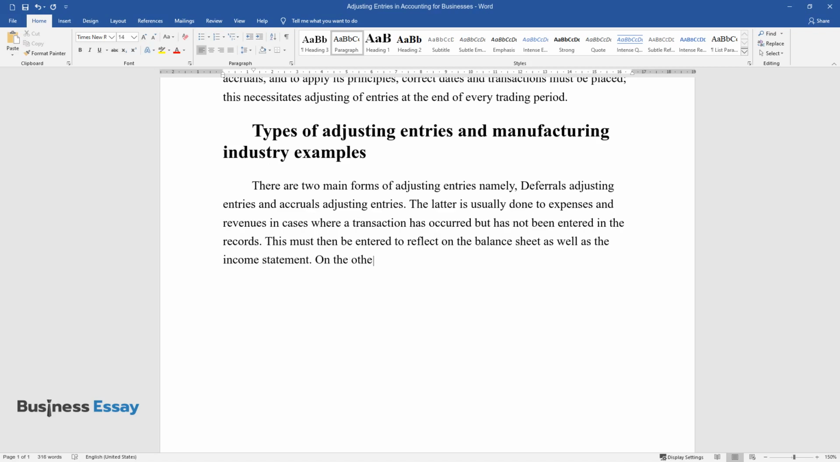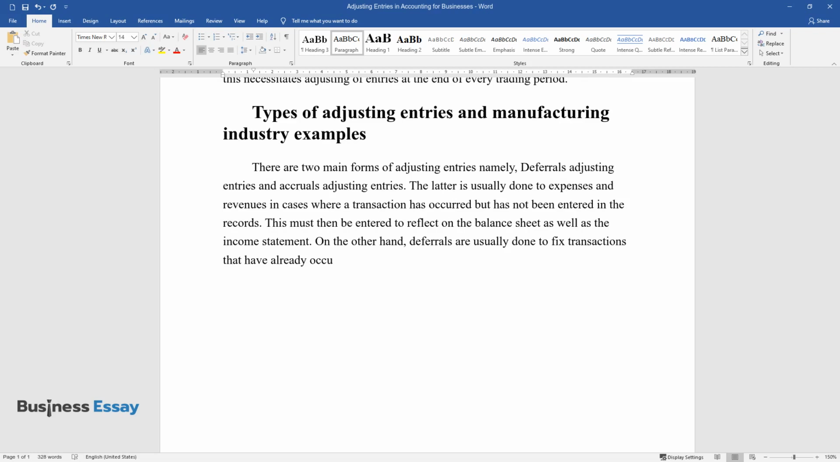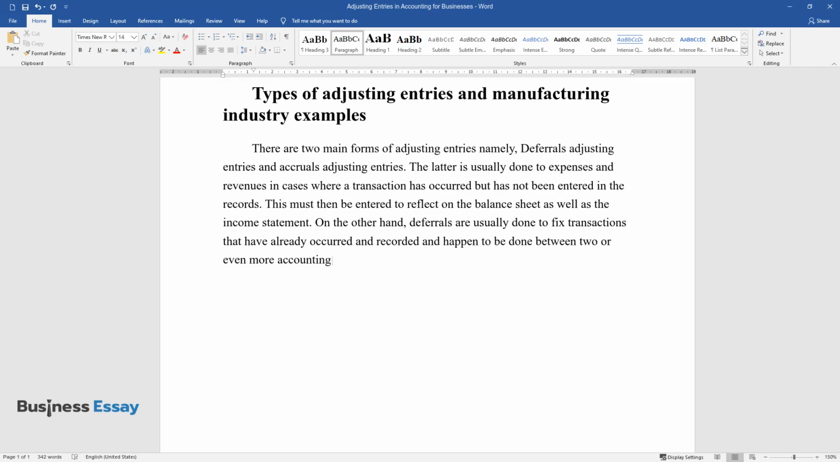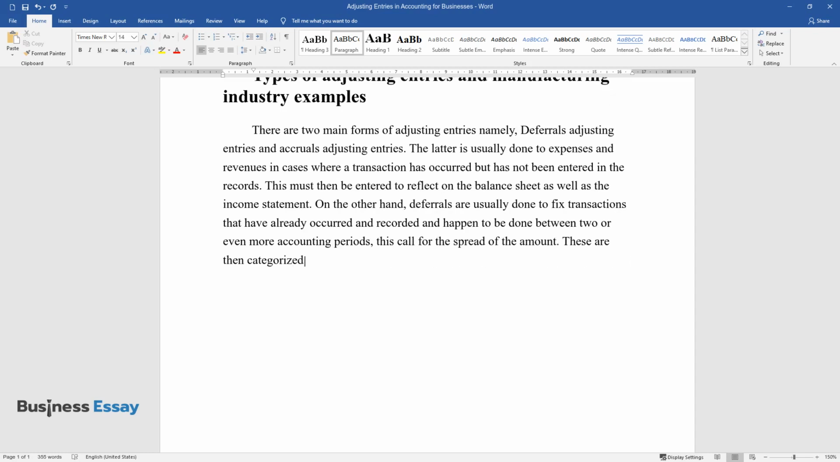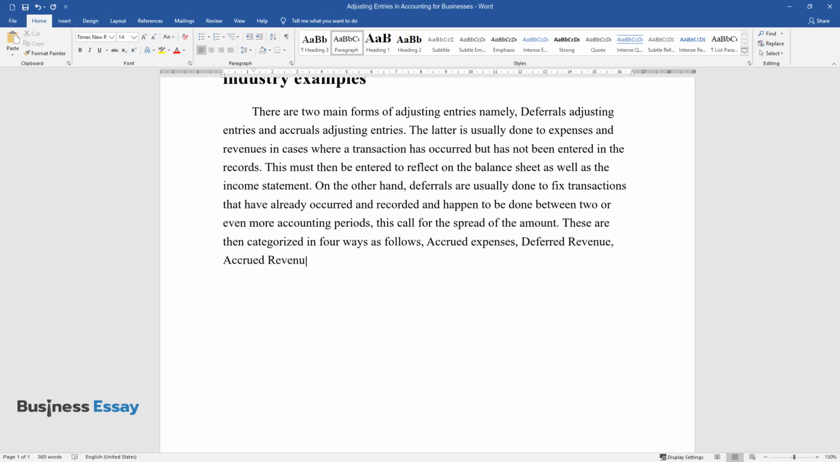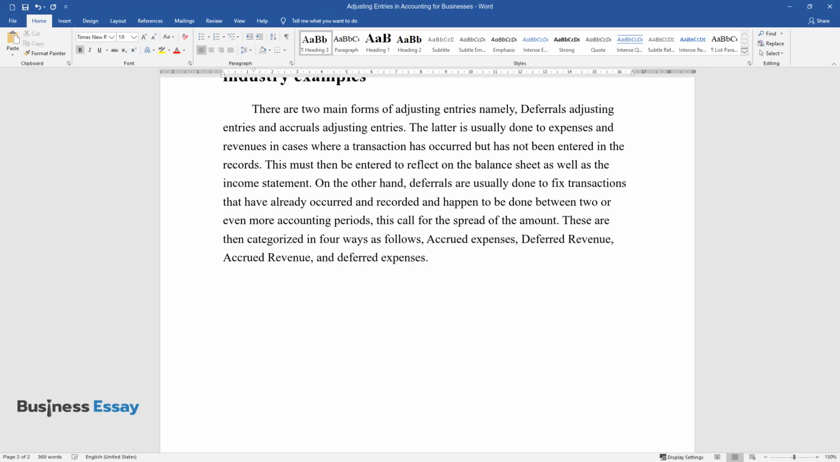statement. On the other hand, deferrals are usually done to fix transactions that have already occurred and been recorded and happen to be done between two or even more accounting periods. This calls for the spread of the amount. These are then categorized in four ways as follows: accrued expenses, deferred revenue, accrued revenue, and deferred expenses.